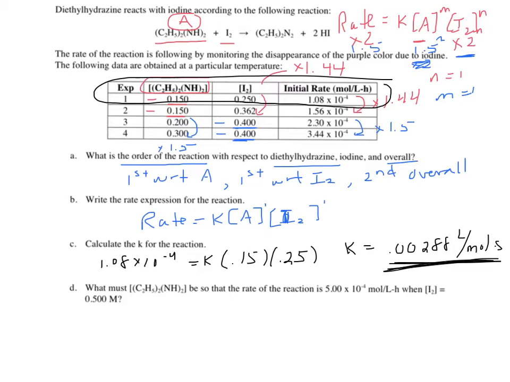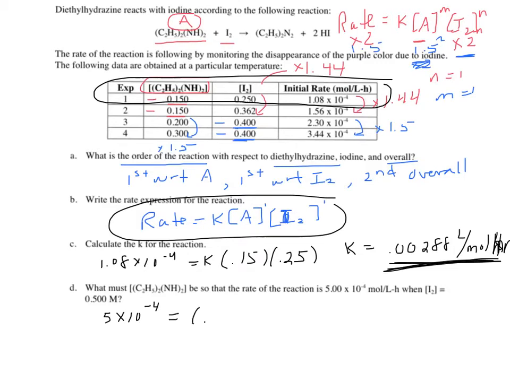And then what must be the concentration of diethylhydrazine so that the rate of the reaction is 5 times 10 to the minus 4th moles per liter per hour when I2 is 0.5? Sorry, this should be an hour right there, not a second. So I'm just going to plug in. Remember, this is just a formula that we can use whenever we want to. So the rate is 5 times 10 to the minus 4, and that equals K, 0.00288, times the concentration we don't know, times the concentration of I2, which is 0.5. And if you do all that out, I believe you get 0.347 molar.